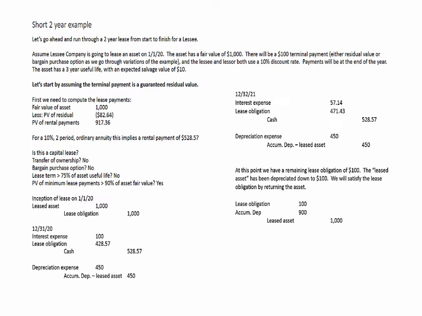Now this was a guaranteed residual value, which means that if the asset isn't worth the stipulated amount of $100, we have to write a check to make up for the shortfall. So if that's the case, we'll go ahead and write a check for whatever the shortfall is and record that as a loss on the lease residual value.